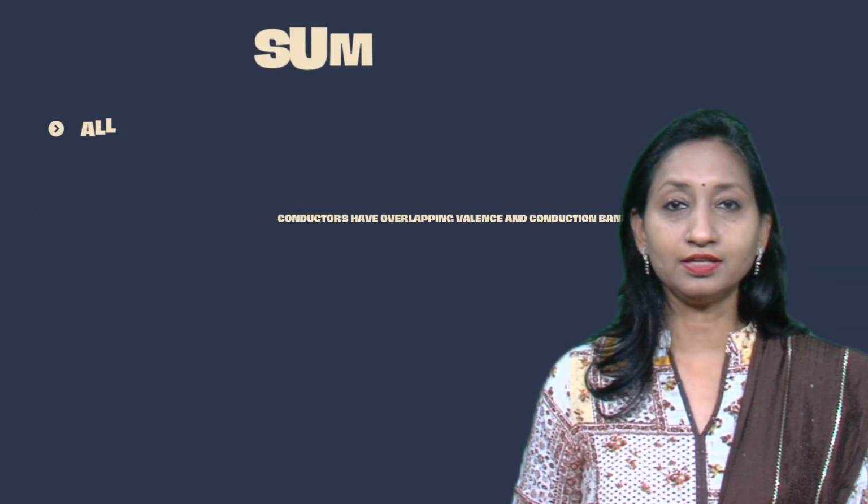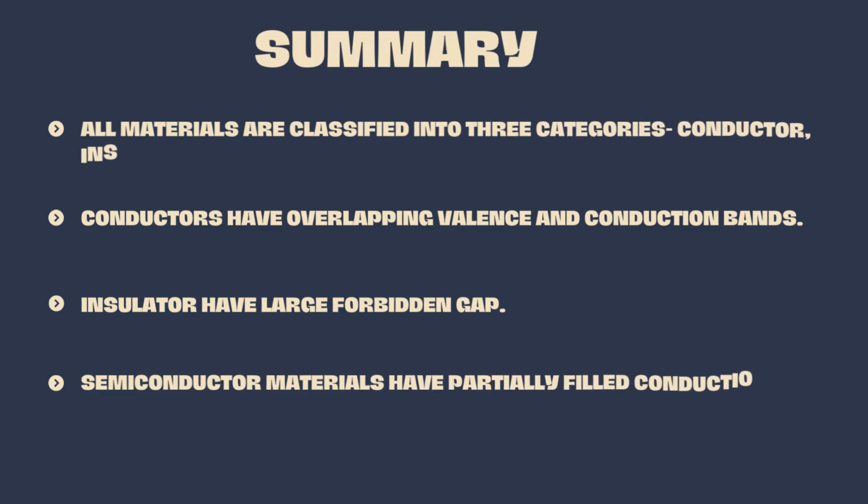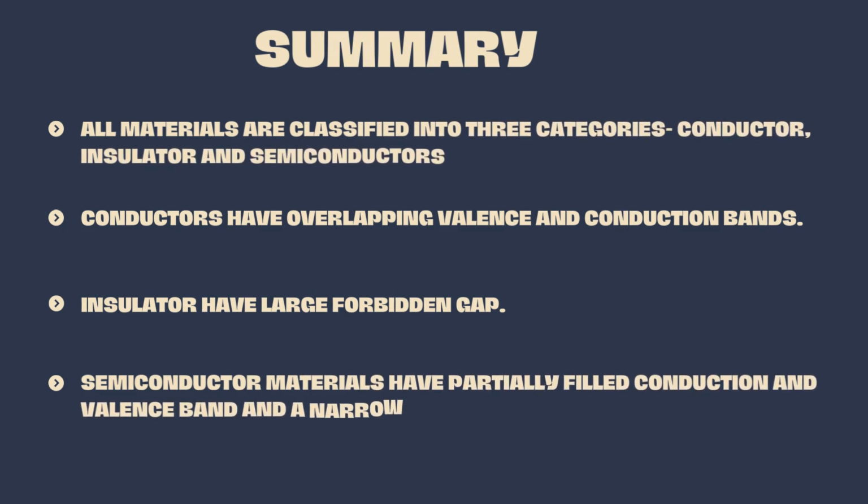Number 1, all the materials are classified into 3 categories. They are conductor, insulator and semiconductor. Conductors have overlapping valence and conduction bands. Insulators have a large forbidden gap. And the semiconductor materials have partially filled conduction and valence bands and a narrow energy gap.